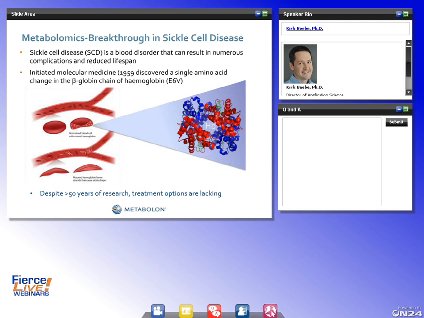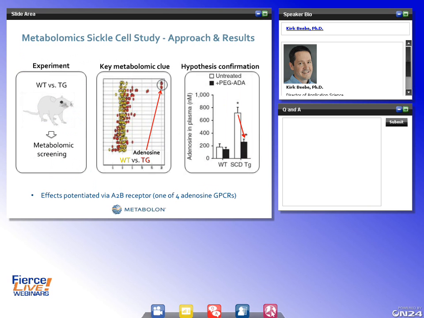So in this particular study, an animal model, a transgenic sickle cell model, was used compared to wild type, and a metabolomic screen was done on the blood. The basic finding was that within the blood there were high levels of adenosine. With that particular clue, it could be a strong biomarker, or it could actually be mechanistically linked to the disease. But they tested the hypothesis to see if it was mechanistically linked.